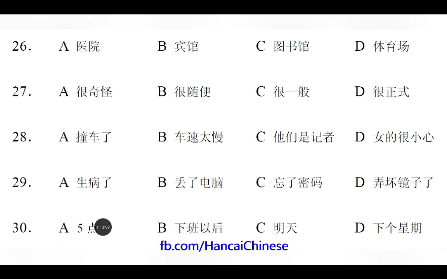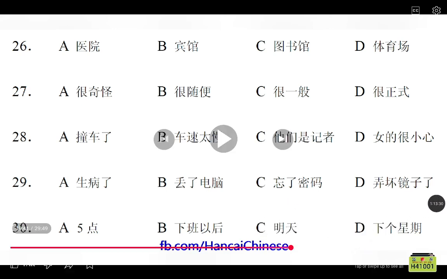There is a number here. I told you when you see a number, be careful about it. This is a trap for you. The first option is wu dian, 5 o'clock. Xiabanhou, after work. Mingtian, tomorrow. 下个星期, next week.